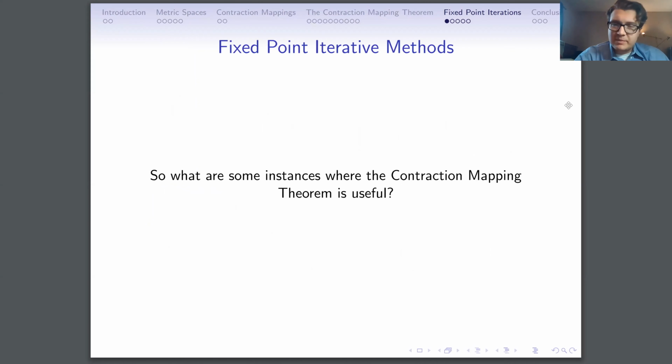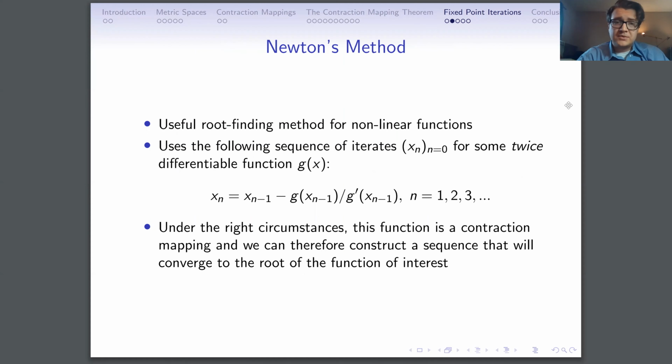So why is the contraction mapping theorem important, right? Where can it be useful? I sort of mentioned that the contraction mapping theorem is used extensively in fixed point iterative sequences, of which Newton's method is a part, right? So Newton's method is just a root finding method for functions. In particular, it's useful for nonlinear functions. And all it does is it uses this following sequence of iterates for some twice differentiable function g of x, right? And under the right circumstances, this function here is a contraction mapping, and therefore we can construct a sequence of iterates that will converge to the root of a function of interest, right?